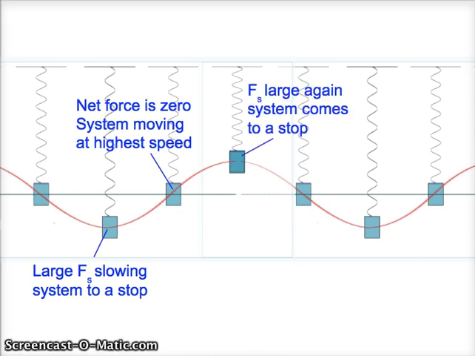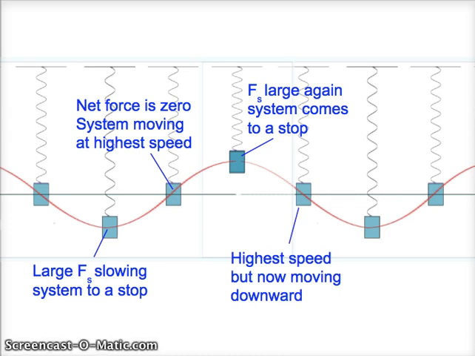Then when I reach the highest point, the force again becomes large. This is where the spring is going to be as compressed as it possibly can, and so it's going to be exerting the biggest compression force that it can, and it's going to bring that object completely to a stop before it turns around and goes back. So v is at its minimum when x is at its maximum.